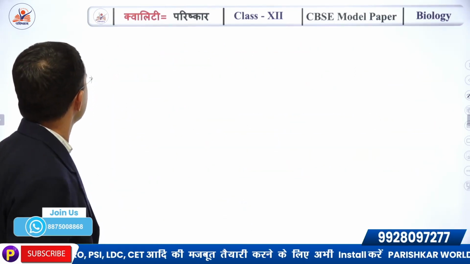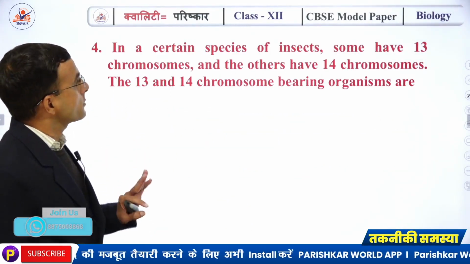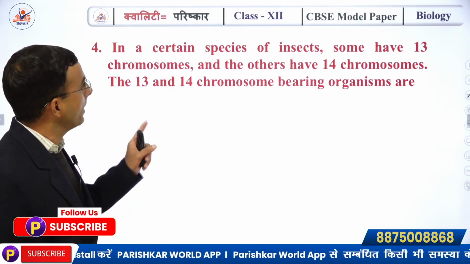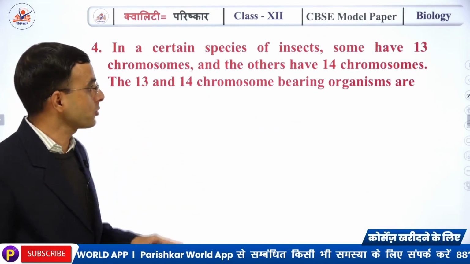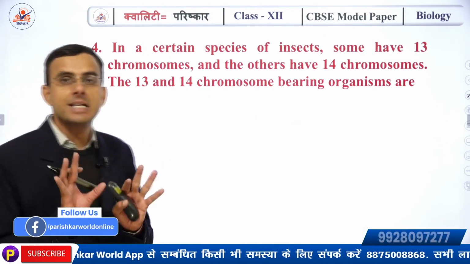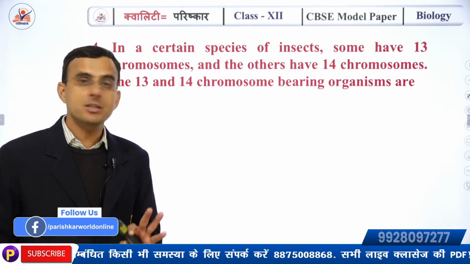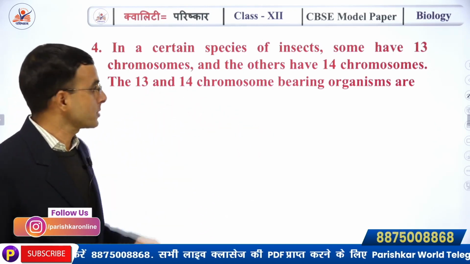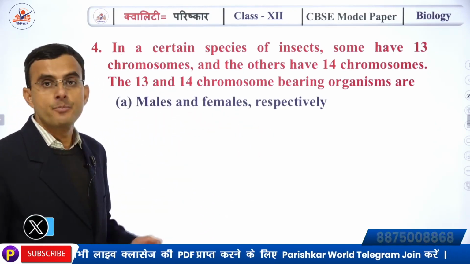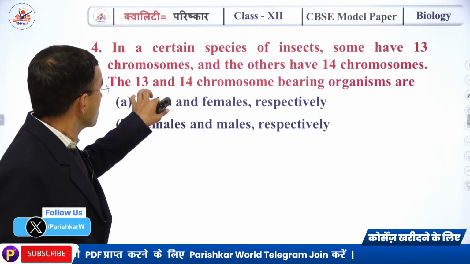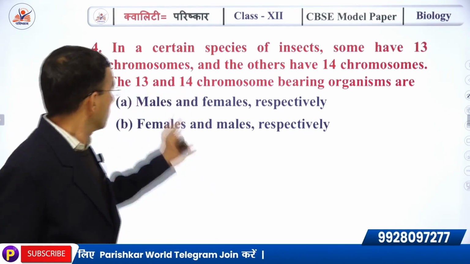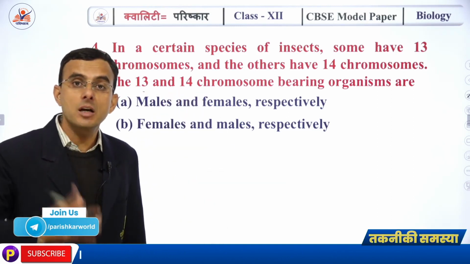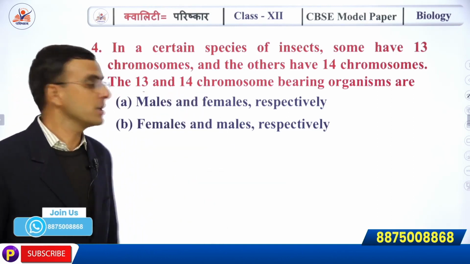Now next one is, in a certain species of insects, some have 13 chromosomes and the others have 14 chromosomes. So there are insect species that have 13 and 14 chromosomes. We need to know which one is male or female. Out of these 13 and 14, which one is male and which one is female?